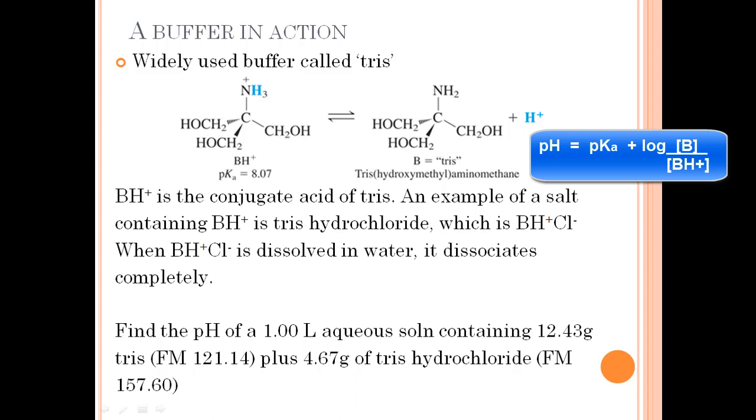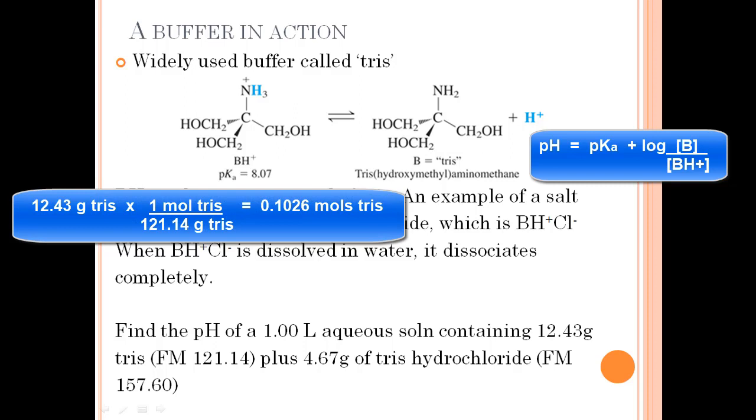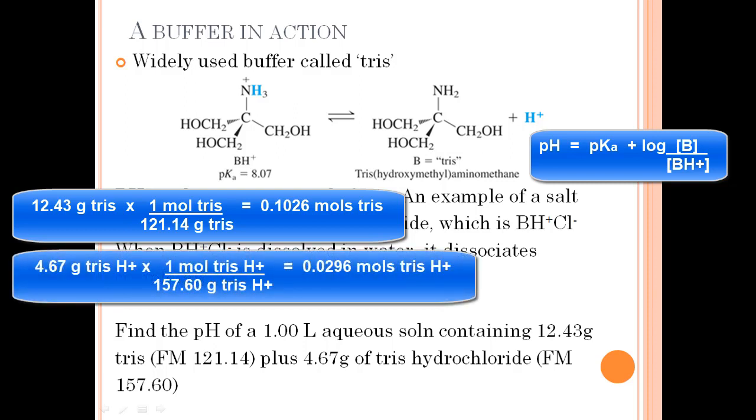After I do that, it basically is very simple. All I've got to do is figure out what the molarity of each of these compounds is. They've given me the mass, and they've given me the formula mass. So all I've got to do is convert to moles, and they tell me it's over 1 liter, so there goes your molarity. So 12.43 divided by 121.14 grams is equal to 0.1026 moles of tris, which also means 0.1026 molar of tris. You do the same thing for tris hydrochloride, the BH plus Cl minus, with its formula mass, and you'll get 0.0296.